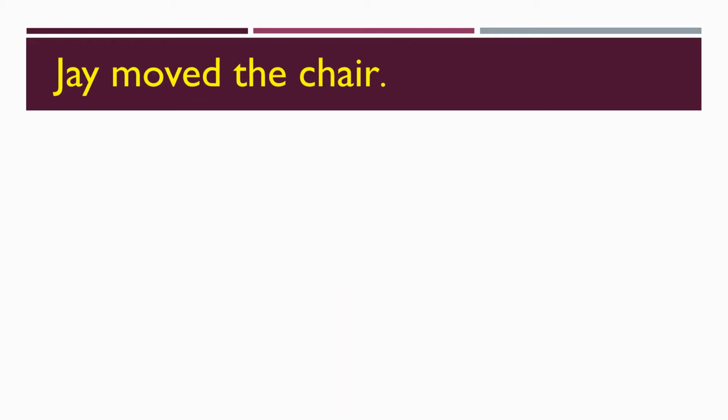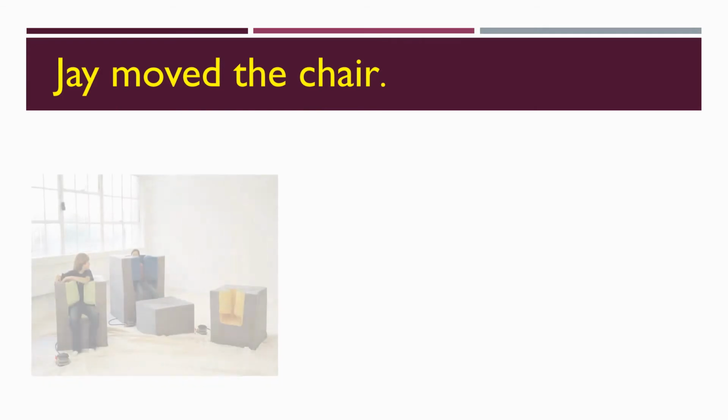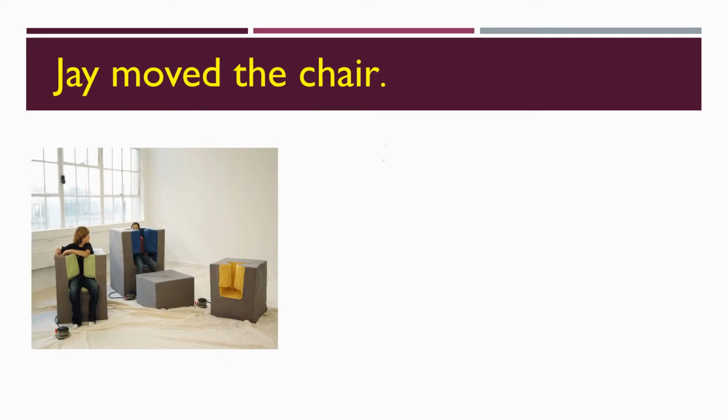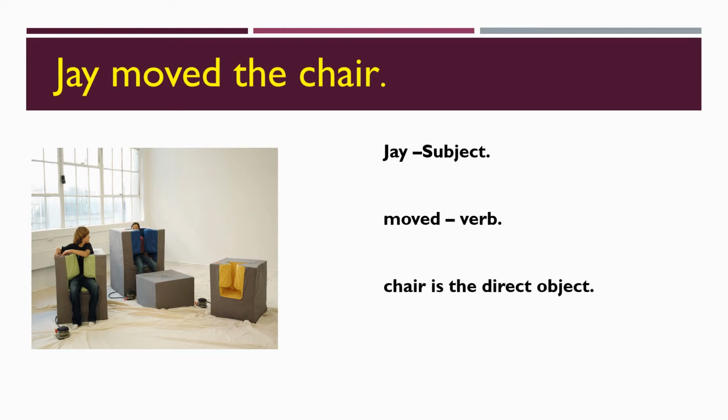Let's see one more example. Jay moved the chair. Now Jay is a subject. Move is a verb which is done by Jay. The object here is chair. So there is a direct object on which the action is performed in this sentence, which indicates a transitive verb.